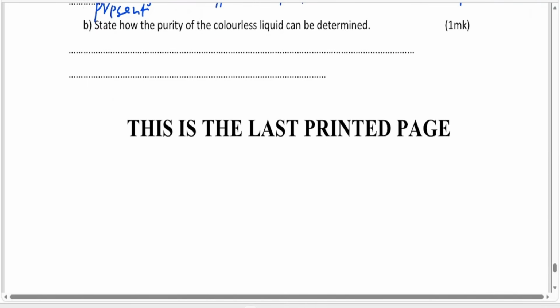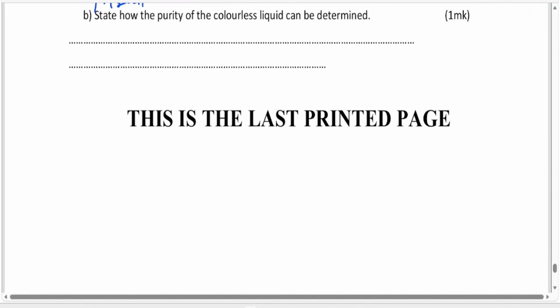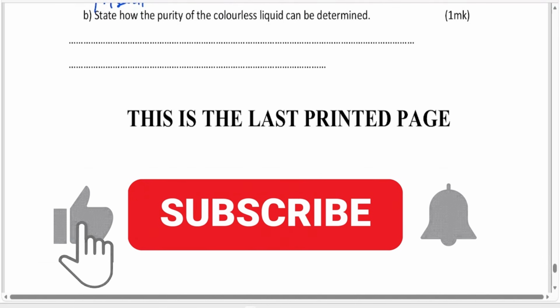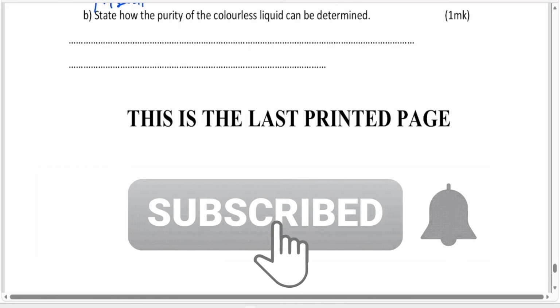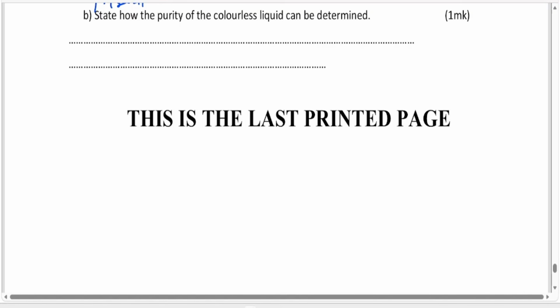Part B of this question, state how the purity of the colorless liquid can be determined. How can we determine the purity? For purity, we use freezing point or the boiling point. So we freeze the liquid. If it freezes at 0 degrees Celsius, then it is pure. You can still boil the liquid. If it boils at 100 degrees Celsius at sea level, then it is pure. So we can do any of these options.